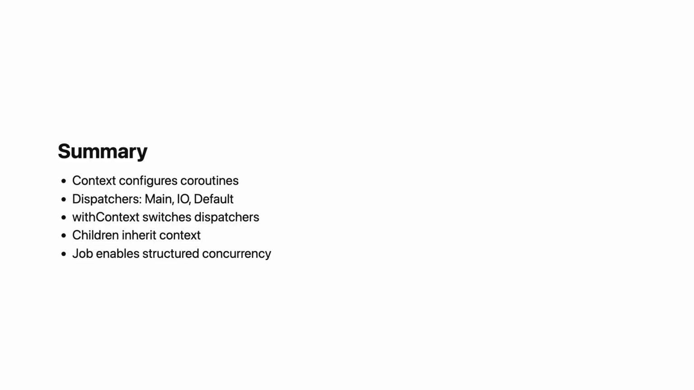Let us summarize. Coroutine context configures how a coroutine runs. Dispatchers determine which threads execute the coroutine. Main for UI, IO for input-output, Default for CPU work. withContext switches dispatchers within a coroutine. Child coroutines inherit context from parents. Job is the context element that enables structured concurrency. Choose your dispatcher wisely. The right dispatcher makes your code efficient.